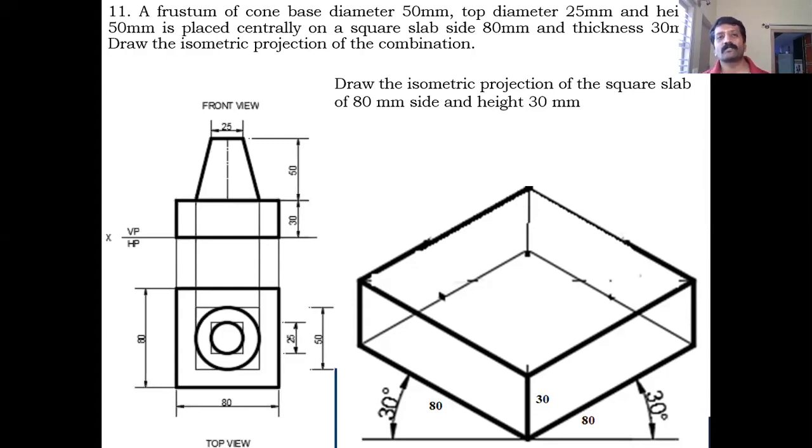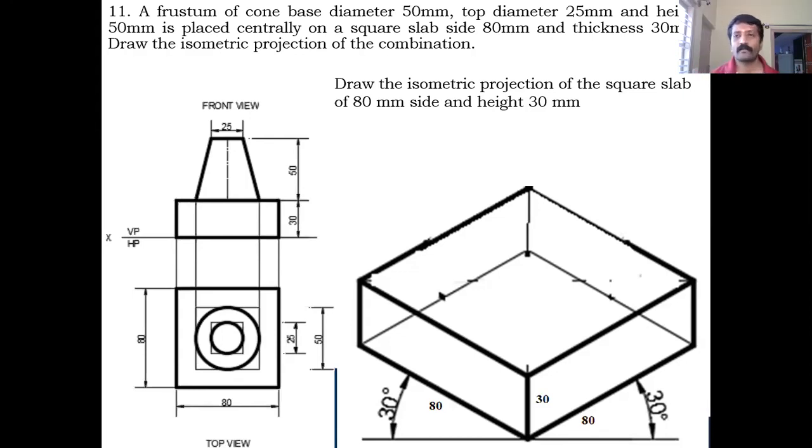A frustum of a cone is nothing but a cut portion of the cone. The cone is there. If a plane cuts anywhere between base to the apex, perpendicular to the axis, then after cutting, the top portion you have to remove and retain the bottom portion. The retained portion is called the frustum of a cone, which has a different base diameter and top diameter. That's all. So here two solids are combined: a square slab, above that a frustum of a cone resting.